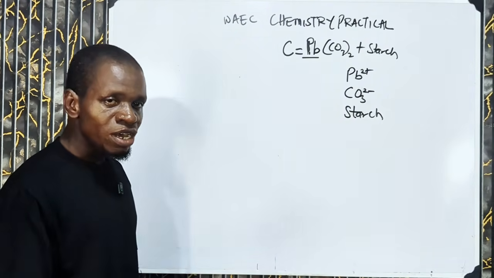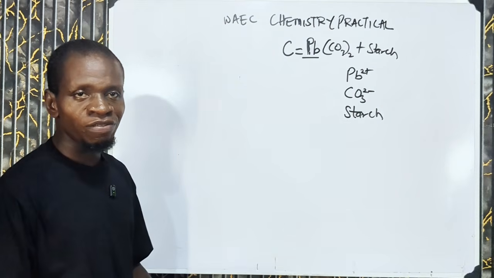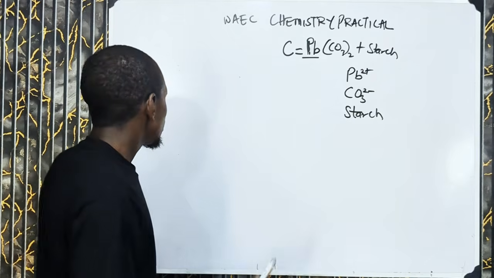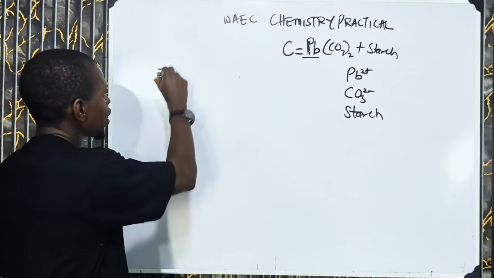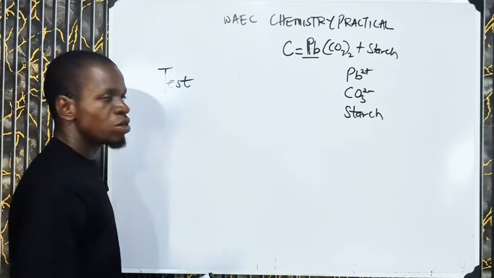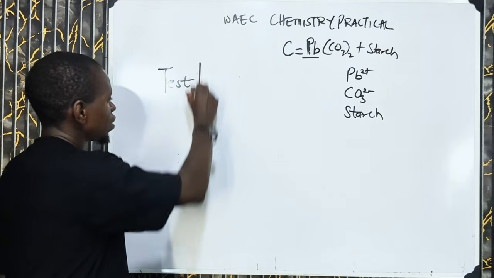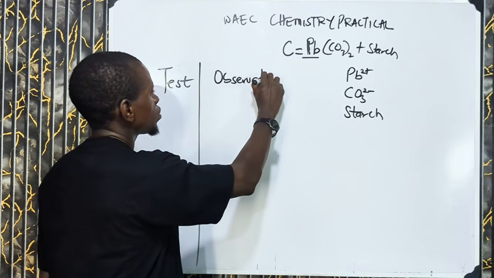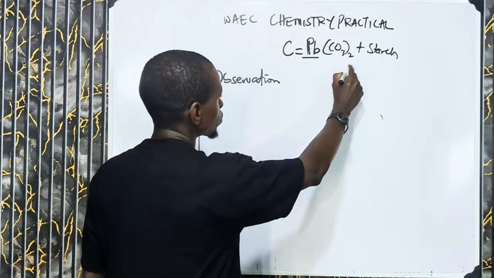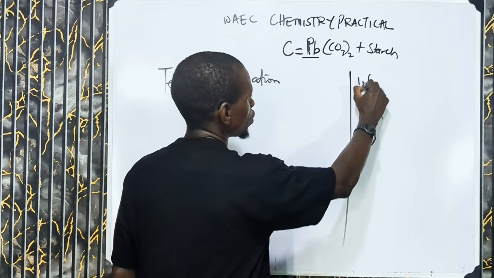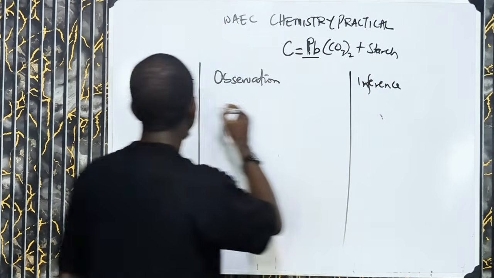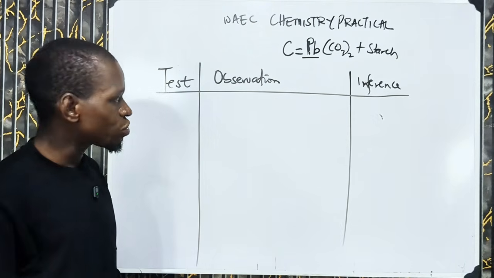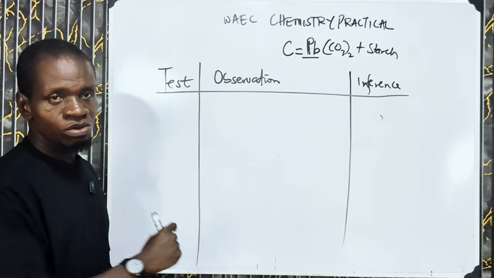Let me just carry out this practical. Maybe you have done it. If you are carrying out these practicals, what exactly are we going to see? Now let's start from the first one. We basically have what we call the tests, then aside from the tests, we also have the observation, and the last part is your inference. So as a student writing this exam, or as a teacher teaching your students, you are going to create this table.